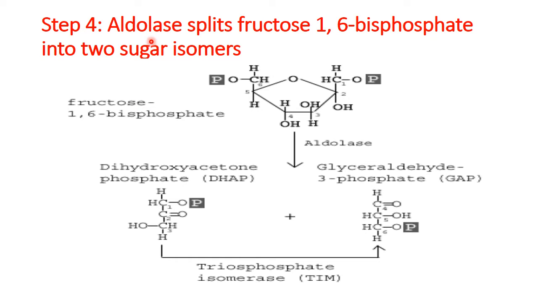So in the next step, the aldolase enzyme will split the fructose 1,6-bisphosphate that was formed in step 3 to form 2 sugars. The sugars in this case will be dihydroxyacetone phosphate and glyceraldehyde 3-phosphate. Here we have the structures of the 2 sugars that are going to be formed, and they are isomers of each other. So we'll have this and this. And then of course here we have triose phosphate isomerase, which helps in the interconversion of one to the other.